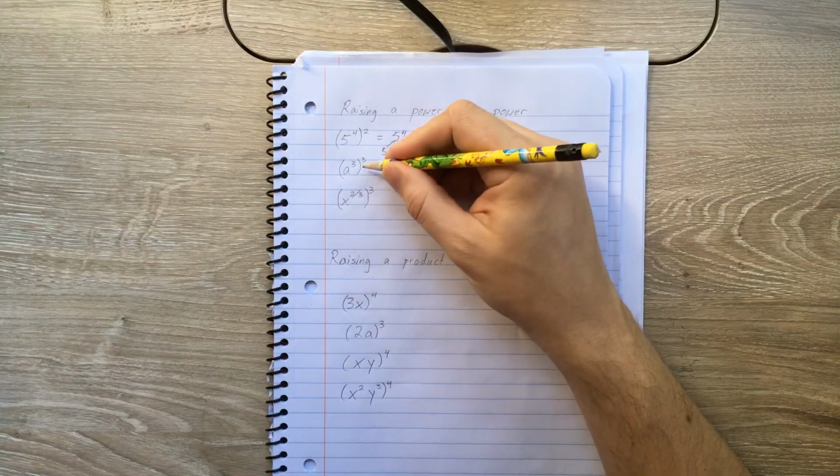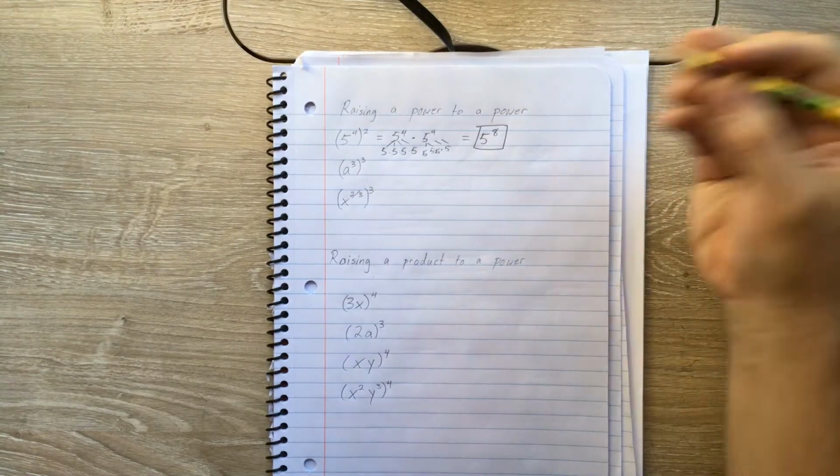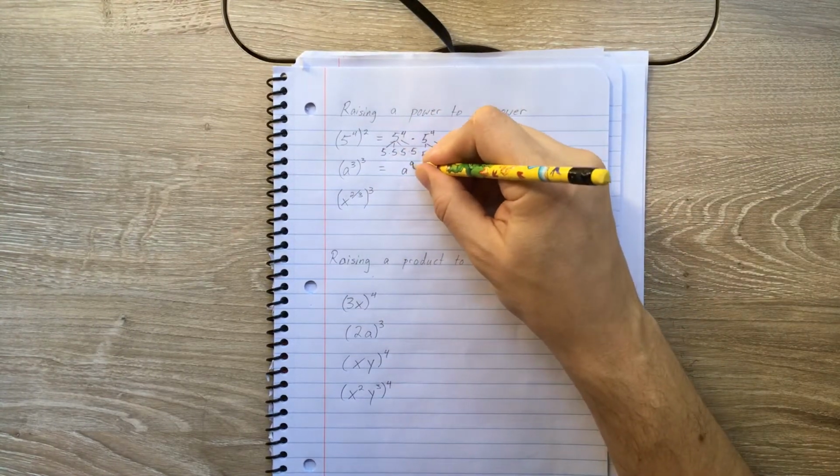All right, here, same thing. I have a cubed times a cubed times a cubed. That's 3 and 3 and 3, or 3 times 3. So that's going to give me a raised to the 9.